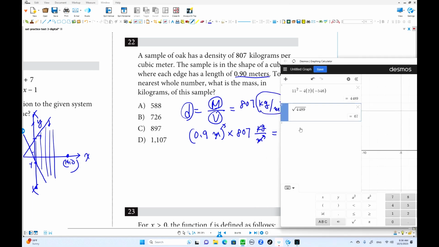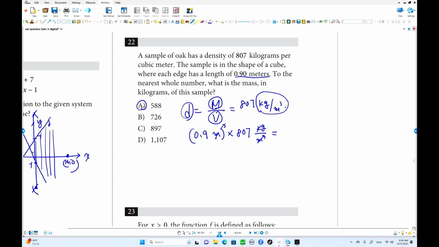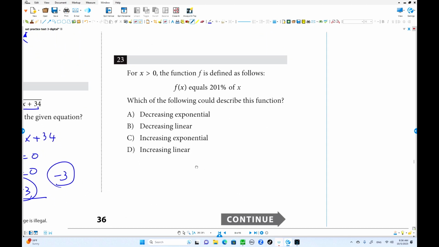Let's see over here. 0.9 cubed, okay? And times 807. That's right. Oh, I forgot the cube over there. Okay, so 588. That is the answer, okay? Remember the formula here, okay? Always volume, okay?